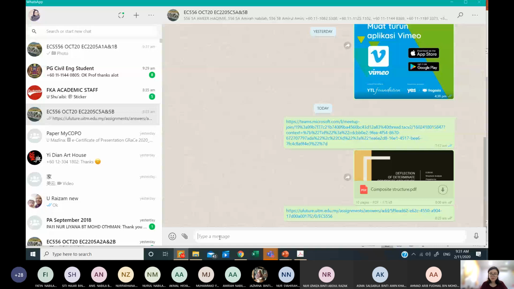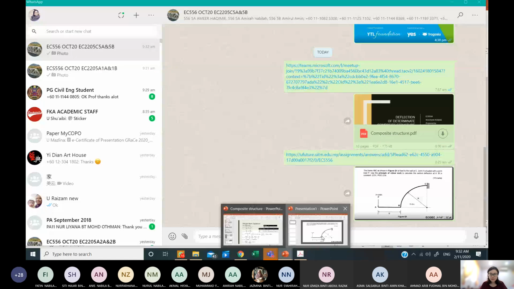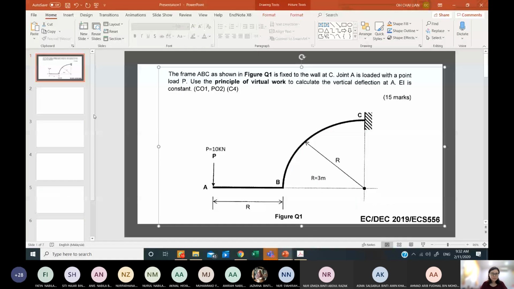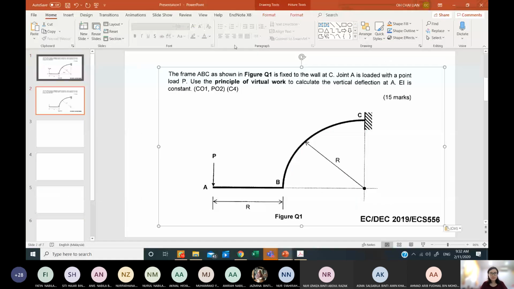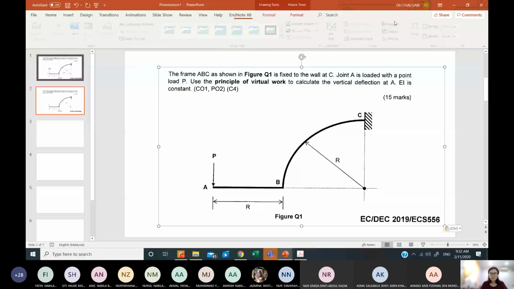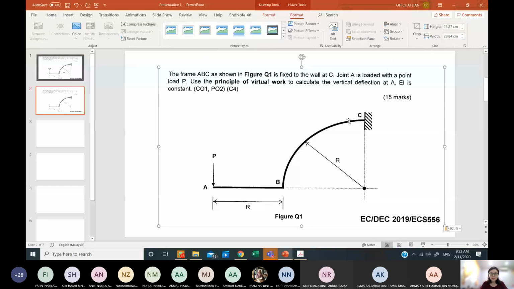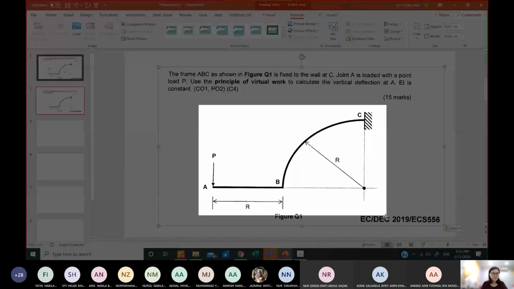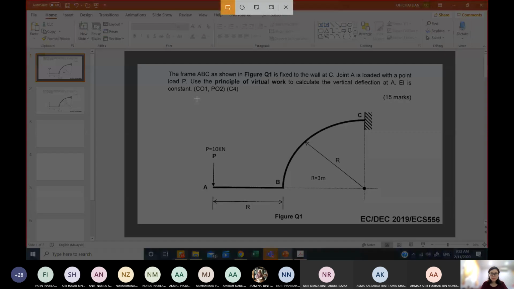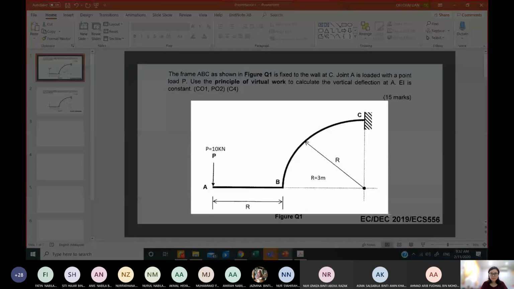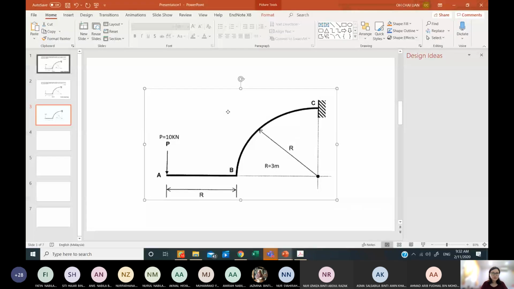Okay, so it's in your chat room if you cannot see it very clearly. Now I'm going to start on how to solve this. We are going to create the real structure, which will be directly this one. The structure will be this one. And then my virtual structure.